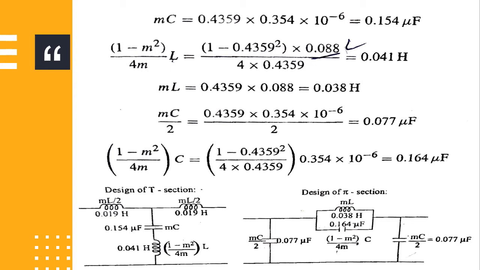Now go for the 1 minus m square by 4m into L, so you will get 0.041 Henry. Similarly mC by 2, so substitute the value of m, likewise substitute the value of C and the 2, you will get the answer.